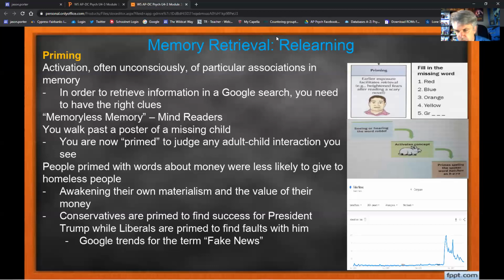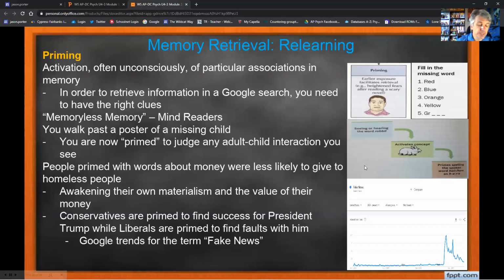If you're seeing or hearing the word rabbit, we sort of think of this right here. But then if you're thinking of rabbits and I say hair, you're more likely to think of a rabbit than a hair on your head because now you're primed and thinking of rabbits.